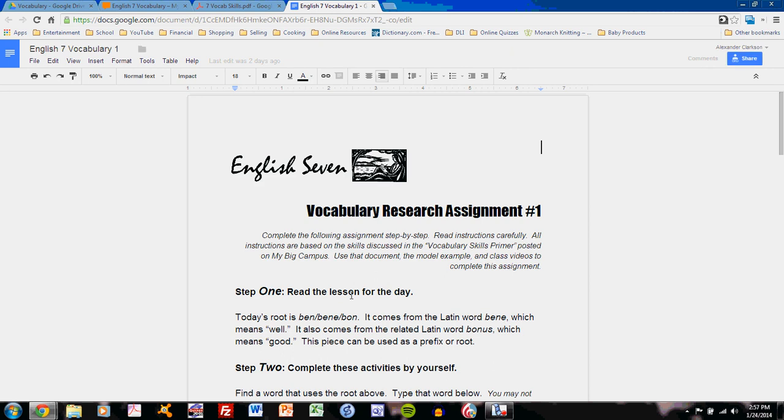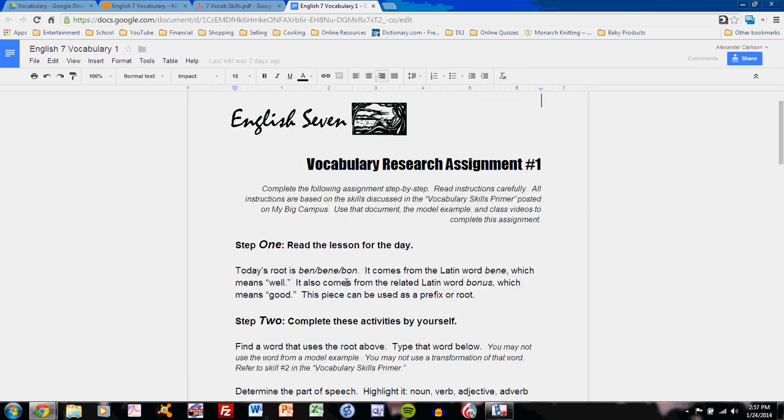The lesson begins with a root. The root comes from Latin or Greek. It is a part of a word, a part that you will learn and study. The part here is ben, bene, bon. Those look like three different roots, but they are actually the same. They just vary their spelling from word to word.